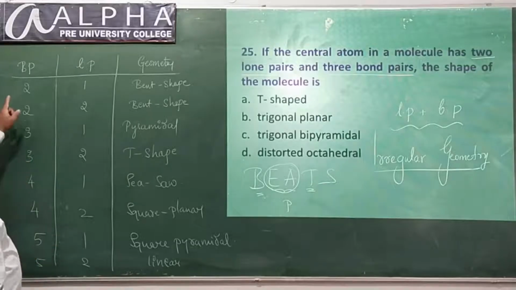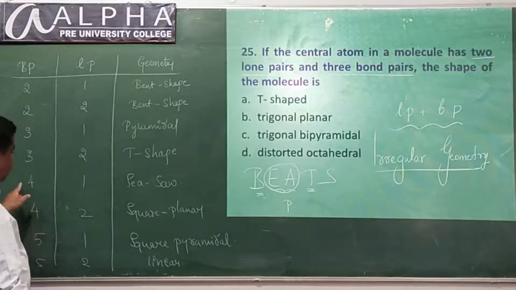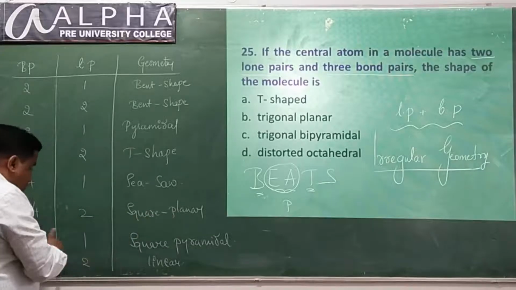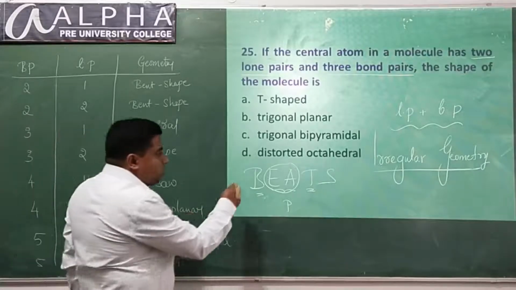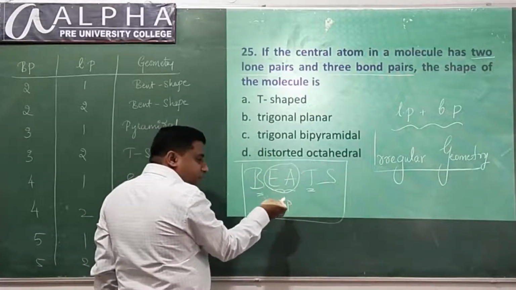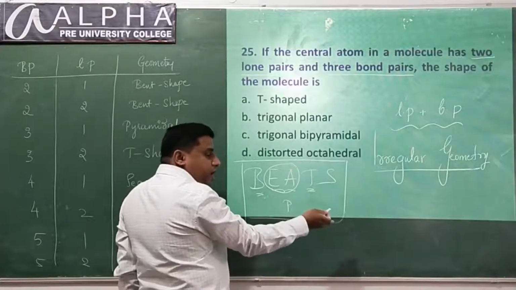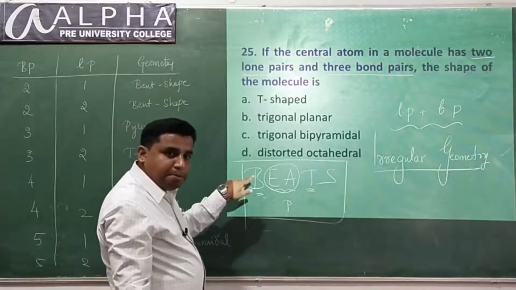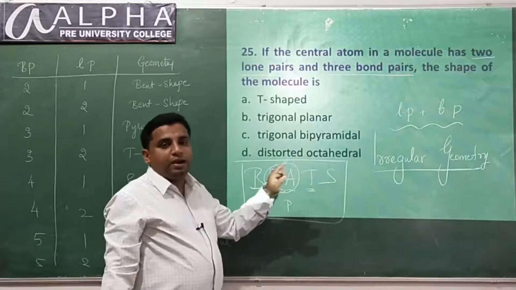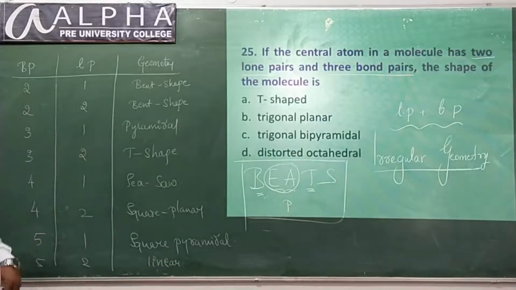5 1, 2 1 bent shape, 2 2 bent shape, 3 1 pyramidal, 3 2 T shape, 4 1 seesaw, 4 2 square planar. 5 1 square pyramidal, 5 2 linear. So remember this word BEATS. B for bent, EA is replaced by P, P for pyramidal, T for T shape, S for seesaw, square planar, square pyramidal. Bent, bent, pyramidal, T shape, seesaw, square planar, square pyramidal, and 5 2 is linear. Hope you can remember this table.